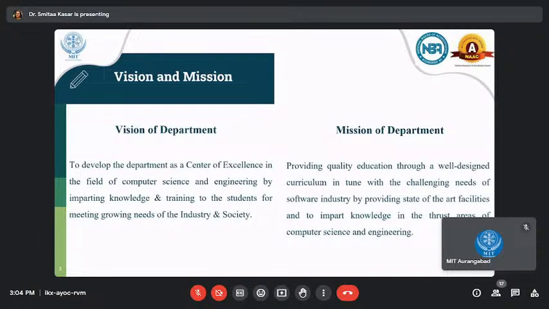To fulfill this vision, the department has come up with a mission: how do we impart this knowledge and training, and how do our students meet the growing needs of industry and society? We do this by providing quality education through a well-designed curriculum. Our curriculum is in tune with the challenging needs of the software industry. We provide state-of-the-art facilities, and we always try to impart knowledge in the thrust areas of computer science and engineering. So this is the vision and the mission of our department.